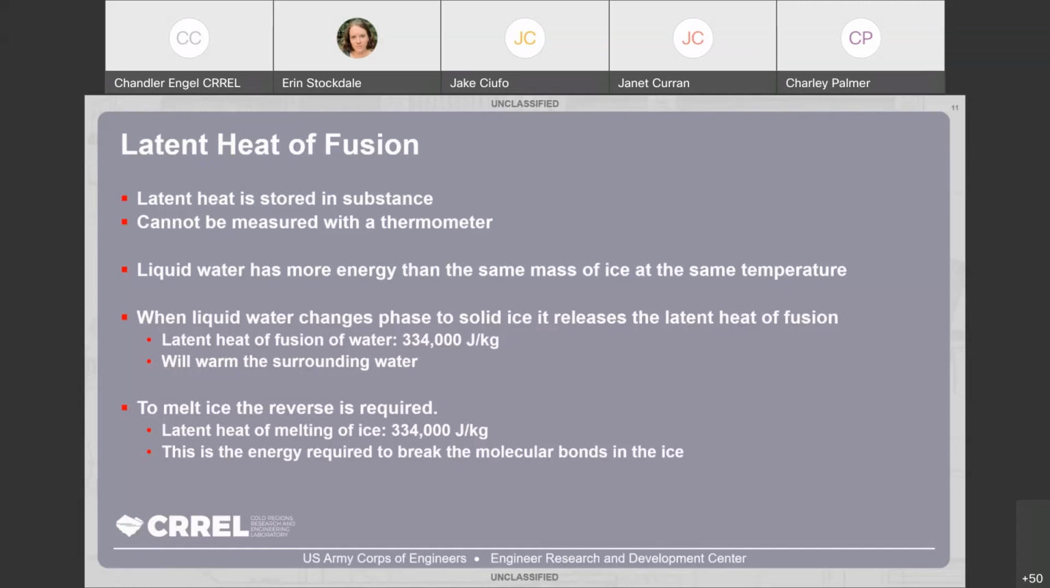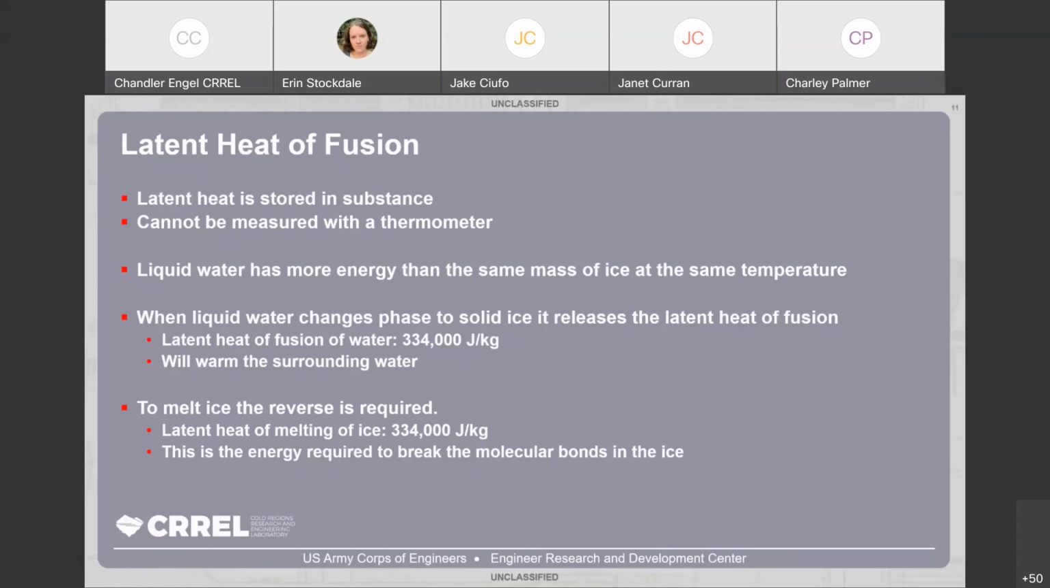So when water freezes, it transforms from liquid water into solid ice, it releases the latent heat of fusion, which is about 334,000 joules per kilogram. That's a fair amount of heat. This heat is released into the water and the air and will warm adjacent substances, including the water. So ice formation actually will warm water around it, which is kind of interesting. And this can directly affect the rate of ice formation.